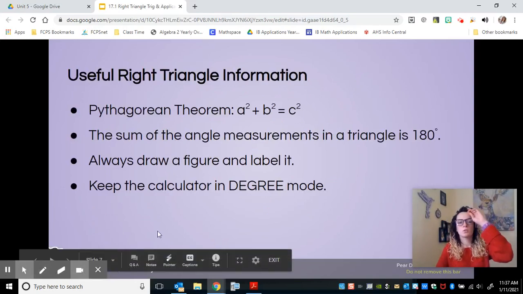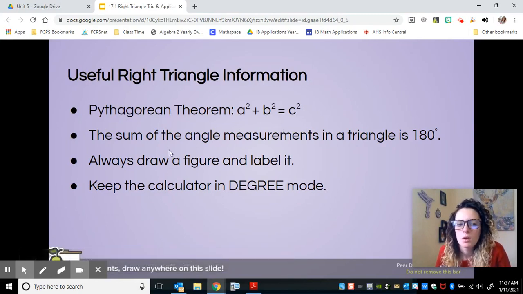All right, so some useful right triangle information in general. We've already seen the Pythagorean theorem, remembering that the angle measurements in a triangle add up to 180 degrees. If it's not given to you, we always suggest to draw a figure and label it. And when we get to using our calculator, you're always going to want to be in degree mode.